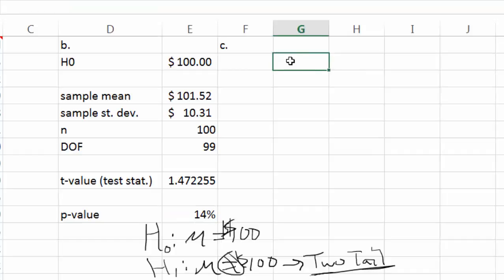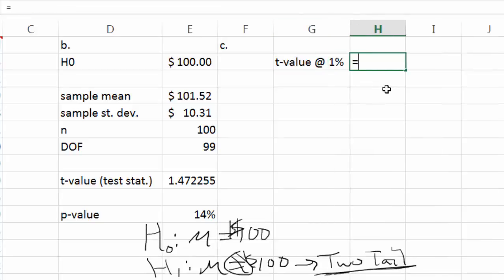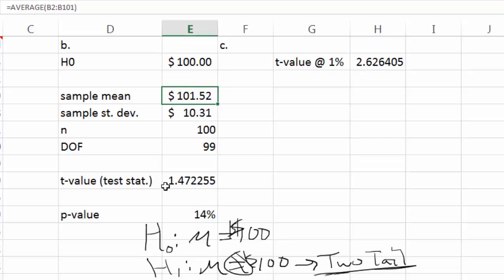Well, basically what I want to do is find out what the t-value would be at 1% for this particular t distribution. So I can solve that. So let me write this down, t-value at 1%. And I can solve that by doing T.INV.2T, probability 0.01, degrees of freedom 99. Okay, so I know my t-value at 1% would be 2.626405. Now all I need to do is adjust this number until my t-value equals 2.626. And here's how I would do that.